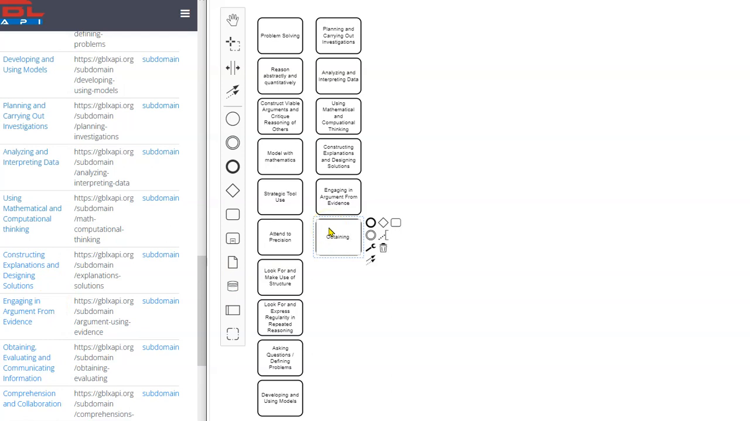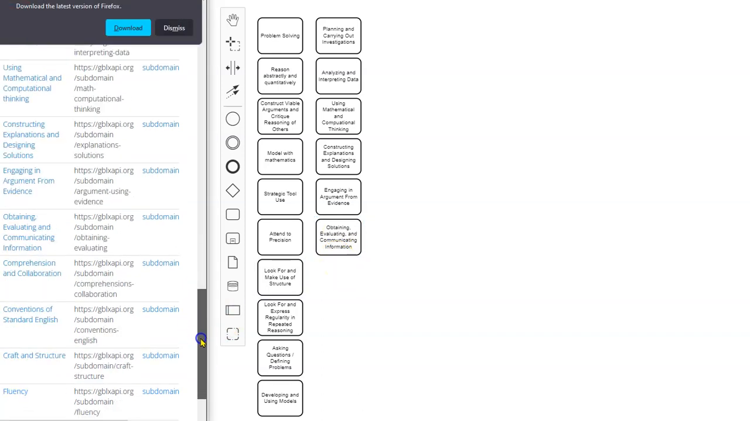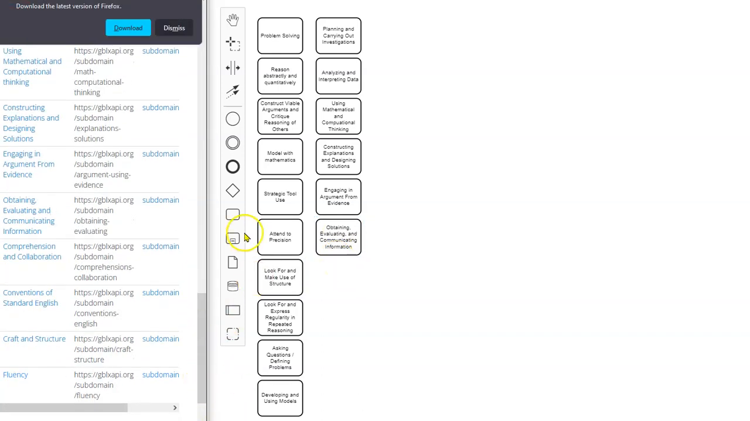Obtaining, evaluating, and communicating information. Everything seems to have an information component. Obtaining, you got to get it. Evaluating, you got to figure out what it is that you got. And communicating, you got to tell people about it. What did you find out? That's a good one.